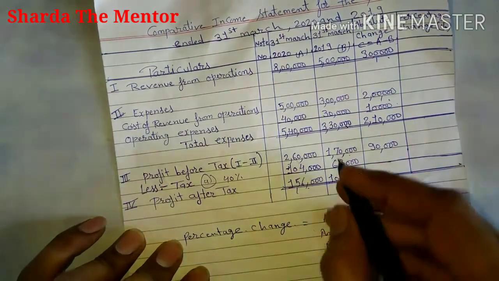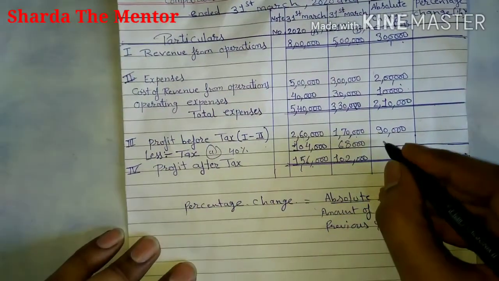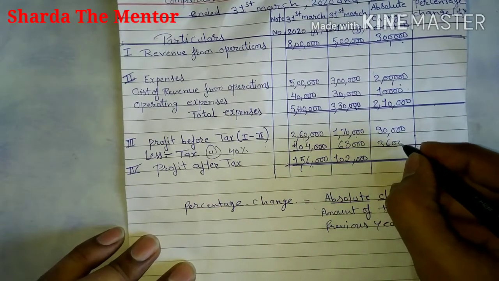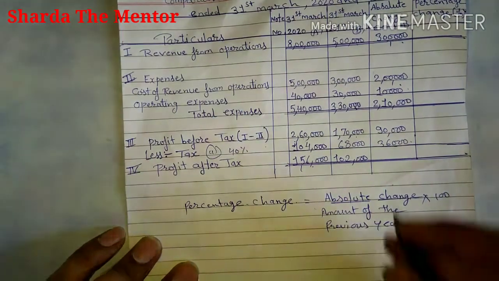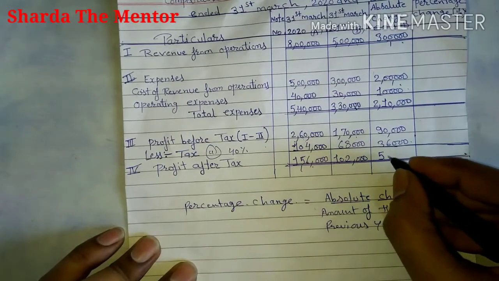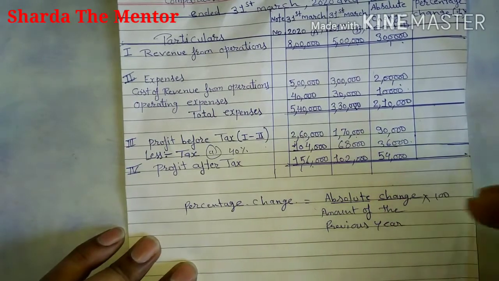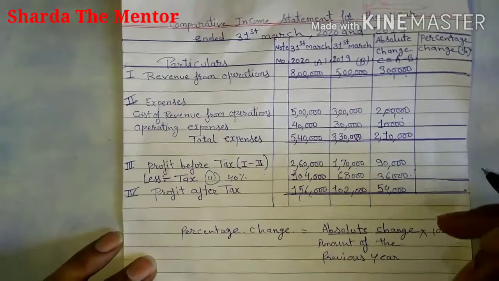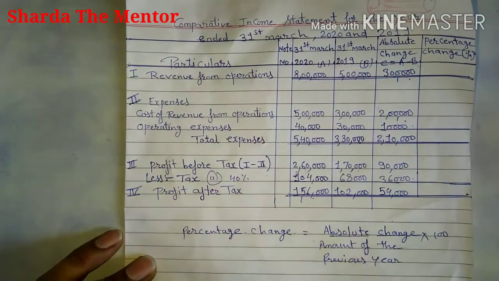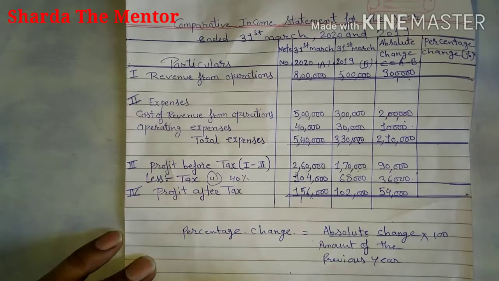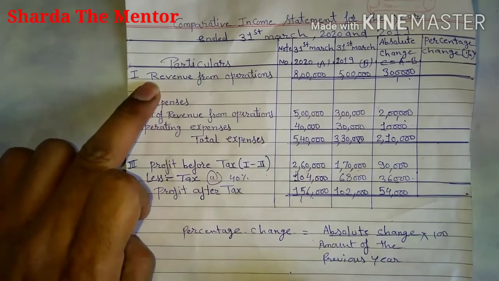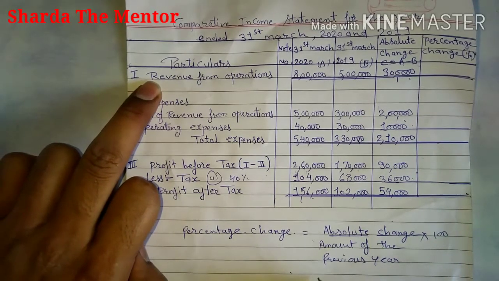And after that, 1,04,000 minus 68,000, so that is 36,000. And the last one, profit after tax, is 54,000. So with the help of that we find out the absolute change. Now with the help of that formula you can find out the percentage change. So I am trying to find out for revenue from operation.